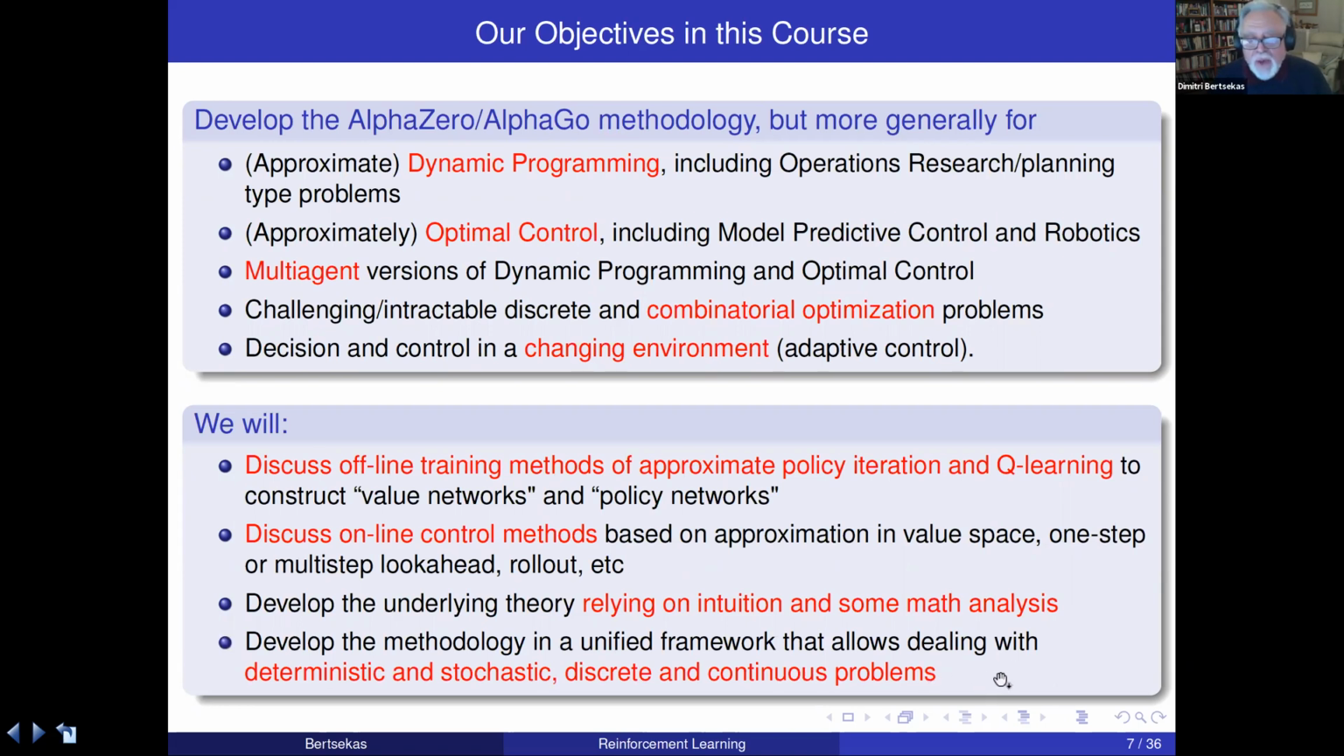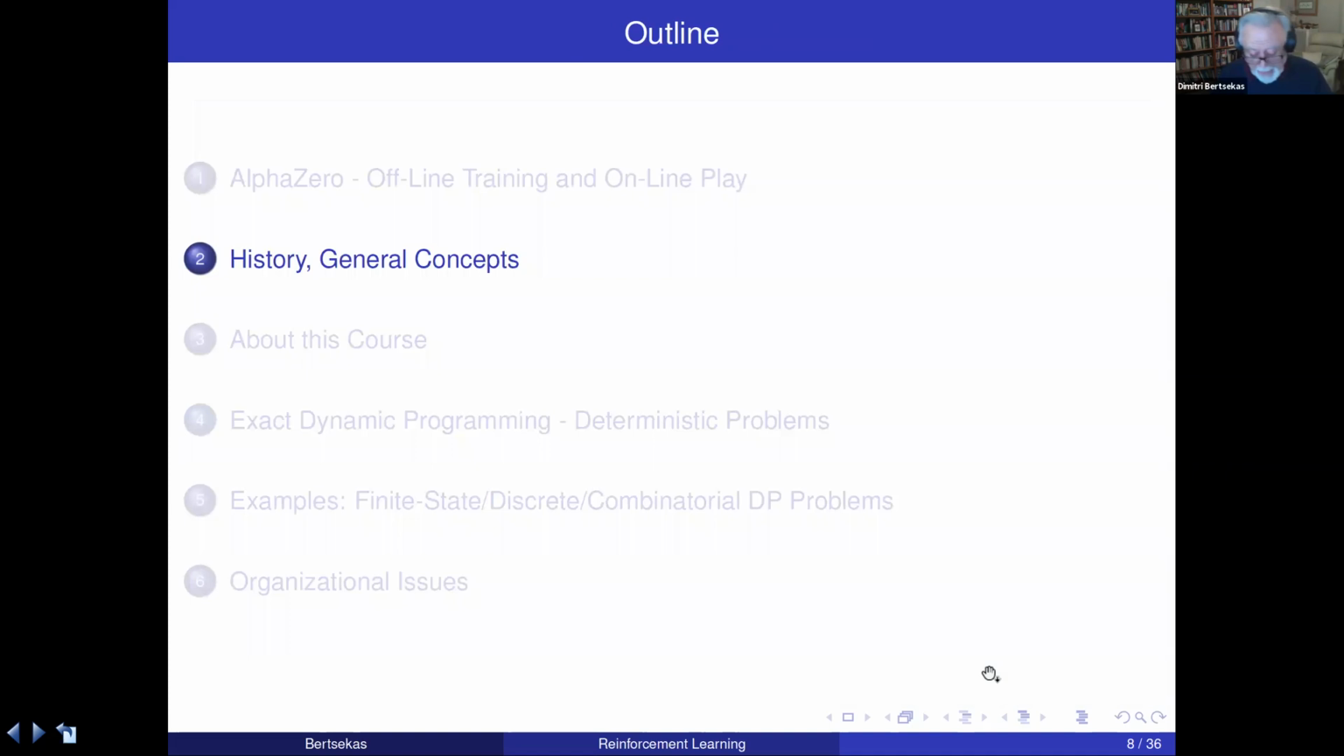Moreover, we're trying to find unifying themes within the subject and develop the methodology in a way that allows us simultaneously to deal with different types of problems, like deterministic problems and stochastic problems, with discrete problems that involve discrete decisions from a discrete space, and also decisions from a continuous space. So we're going to rely on theory, try to introduce some unification, but also try to develop intuition. So now let me get into a little bit on the historical background.